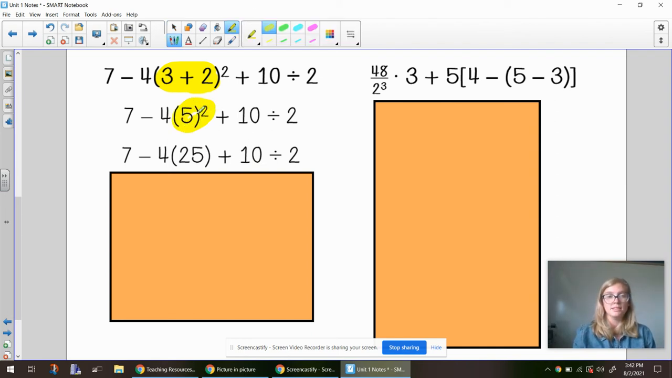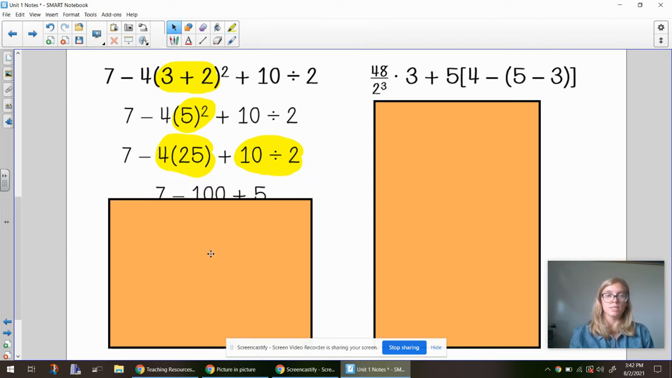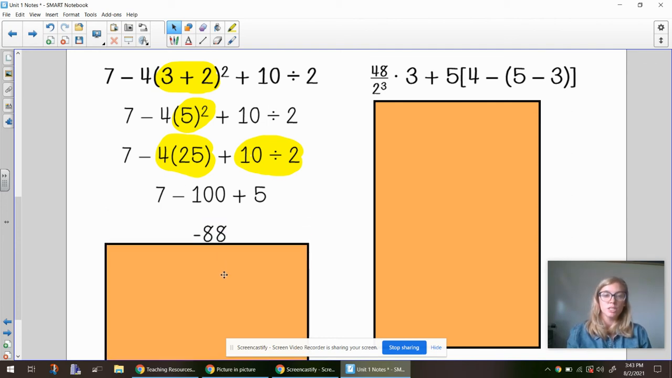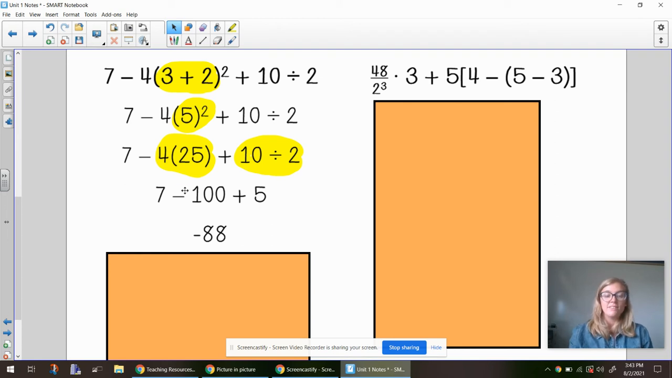Exponents came next. Then I'm going to do multiplication and division from left to right. You'll notice there's some multiplication here, 4 times 25, and some division here, 10 divided by 2. So 4 times 25 is 100, and 10 divided by 2 is 5. Now I'm going to do addition and subtraction. Remember, it's not addition first, then subtraction. We are moving in the same step, and we are moving from left to right. So we're actually going to subtract 7 minus 100 first, and then add 5. 7 minus 100 is negative 93, plus 5 is negative 88.